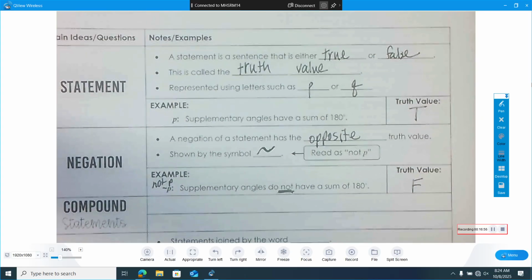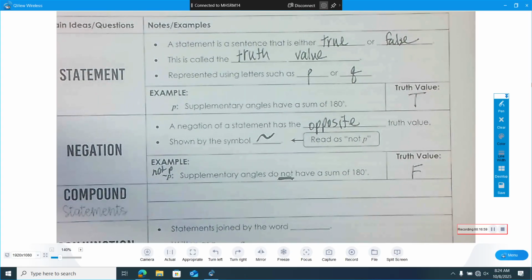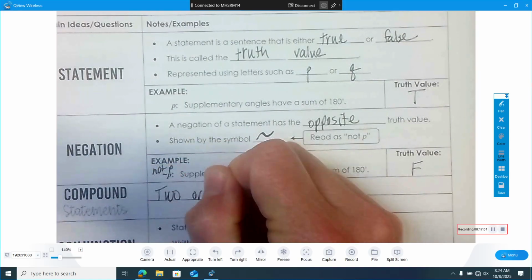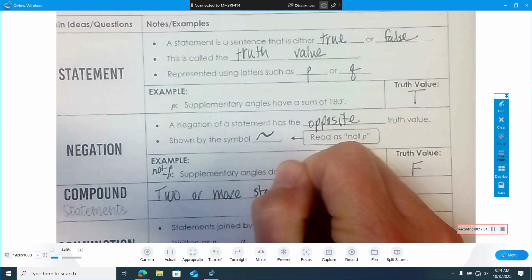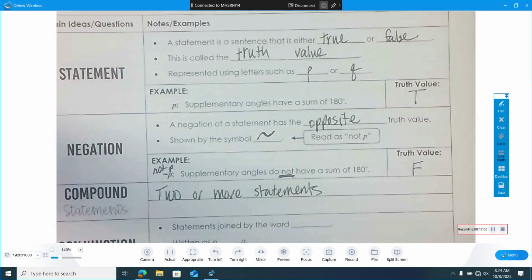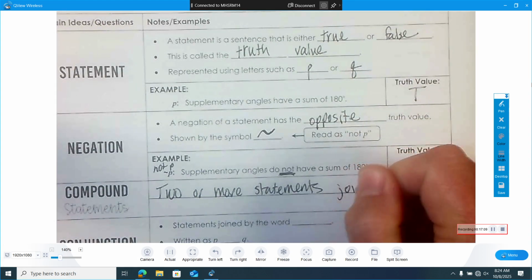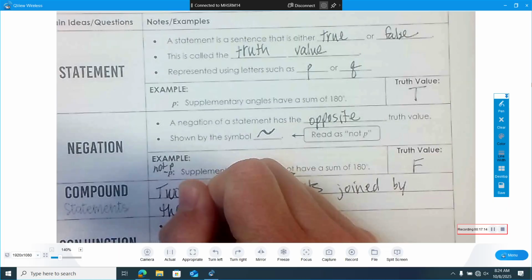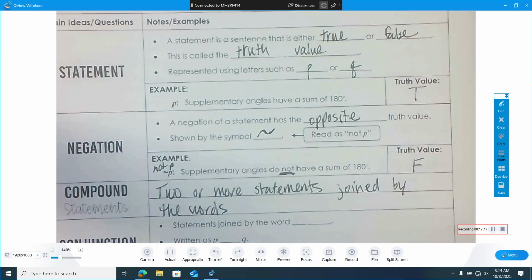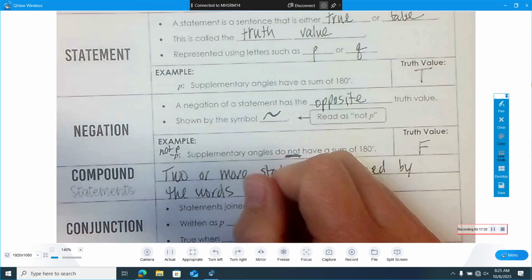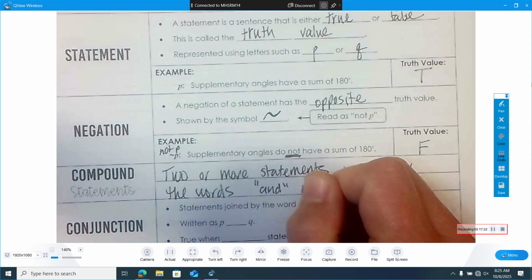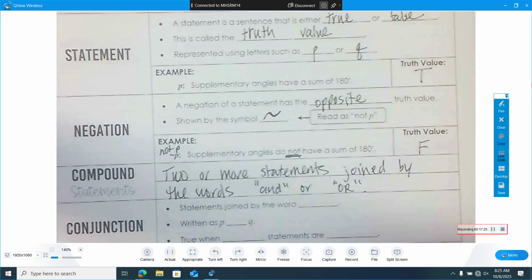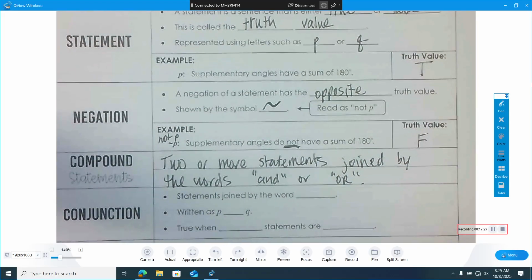All right. Compound statements are two or more statements joined by the words and or or. And I love these two words. They are mathematical words that are really important to understand here.